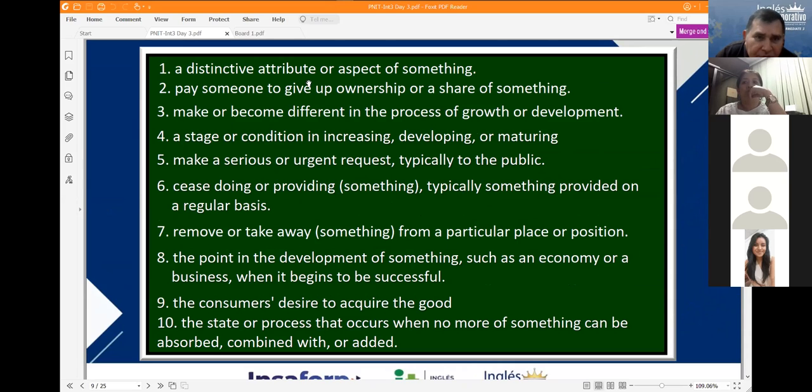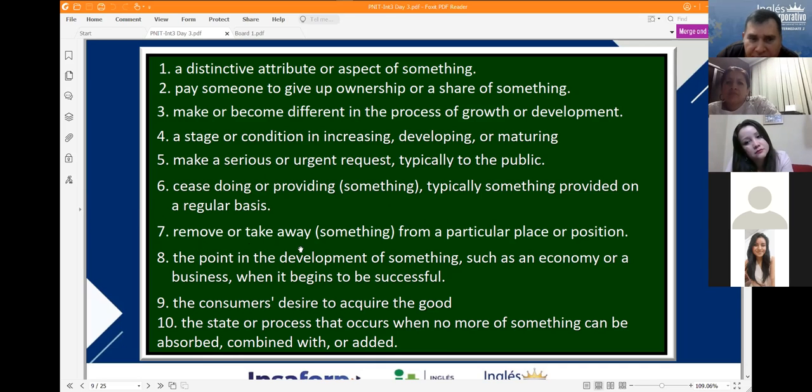A distinctive attribute or aspect of something. Number two, pay someone to give up ownership of a share of something or to get the person out of the market. Number three, make or become different in the process of growth or development. Number four, a stage or condition in increasing, developing, or maturing. Five, make a serious or urgent request, typically to the public. Six, cease doing or providing something, typically something provided on a regular basis. Seven, remove or take away something from a particular place or position.